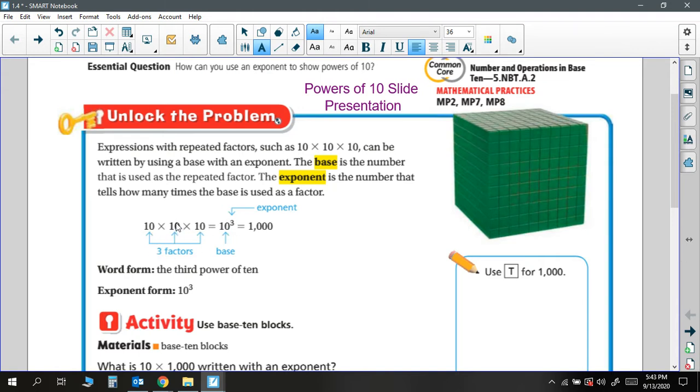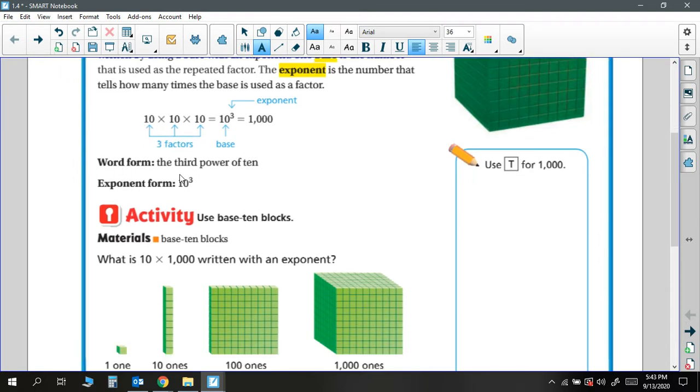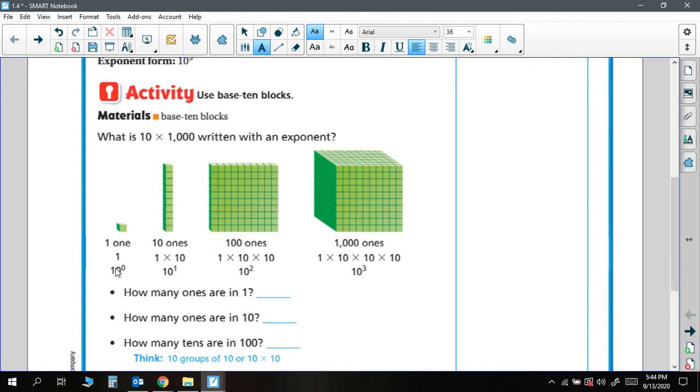So that's what they did here. 10 times 10 times 10, which would also be represented as 10 to the third power, or the third power of 10. Okay? And that in standard form, they both equal 1,000. So there's 3 different ways right there to represent 1,000. So this would be your word form, the third power of 10. And I was taught growing up to say 10 to the third power. And that's okay too, you can say that. And then this is the exponent form right here. Okay? So now, it says, what is 10 times 1,000 written as an exponent? What they're saying here, once again, they're coming back to our base 10 block. So we have our 1.